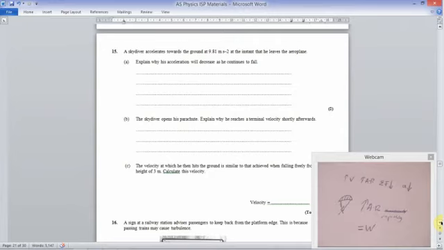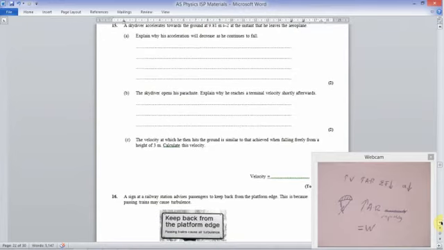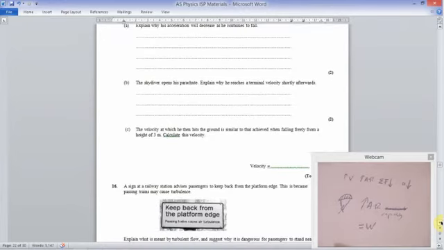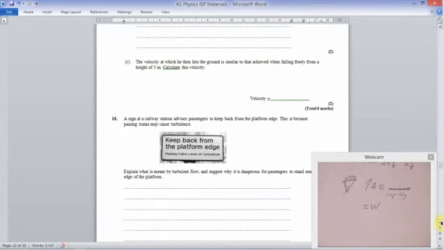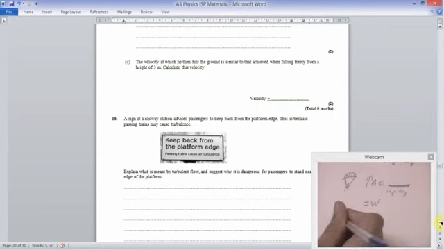The velocity at which he hits the ground is similar to that achieved when free falling from a height of 3 meters. Calculate this velocity. This actually isn't materials work, it's mechanics. That's why I've asked you to make a link back to your mechanics work as part of the A, A star task. So A, A star students should really be able to nail this question. It's actually pretty straightforward. So the distance is 3 meters.